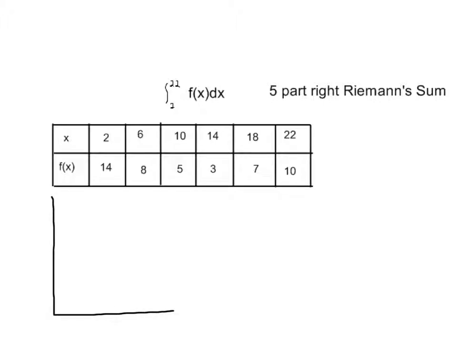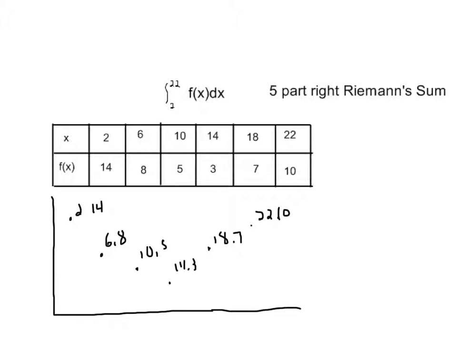So I'm going to go ahead and draw in this point, 2, 14, and then 6, 8, 10, 5, 14, 3, the next point at 18, 7, and the final point at 22, 10.